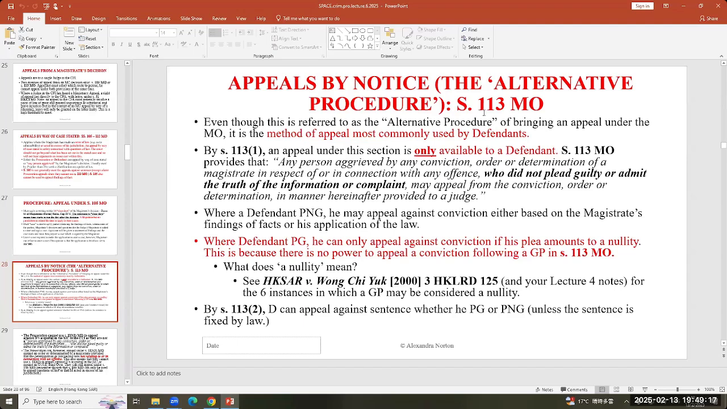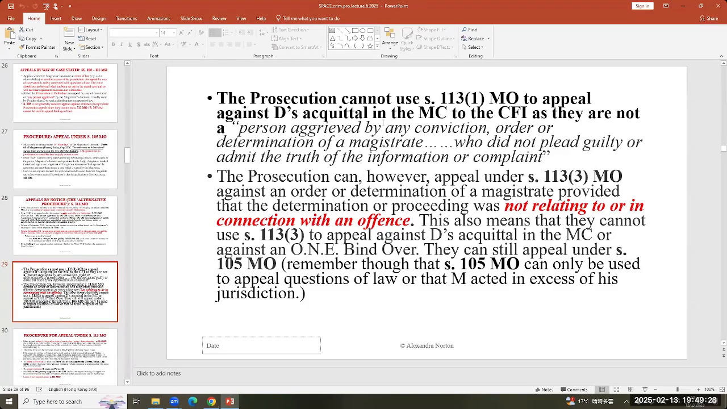But under subsection 2, he can appeal his sentence whether he pleaded guilty or not guilty, unless, of course, the sentence is fixed by law. So you couldn't use Section 113, subsection 2 to appeal your fixed penalty of $320 for parking, right? Because that sentence is fixed by law.